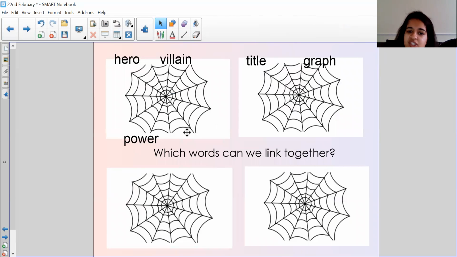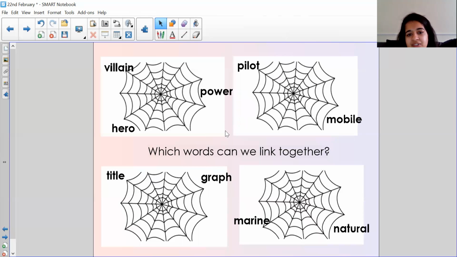These are some that we've just done together. And on the next slide, these are my answers. All right, so as I told you, we've got villain, hero, and power. All of those linked together on this web. Graphs usually have a title, so they link together on that web. Pilot and mobile. Now, pilot, someone that drives a plane that moves, and mobile, as I said, means something that you can carry around, something that moves around. So pilot and mobile could go together.